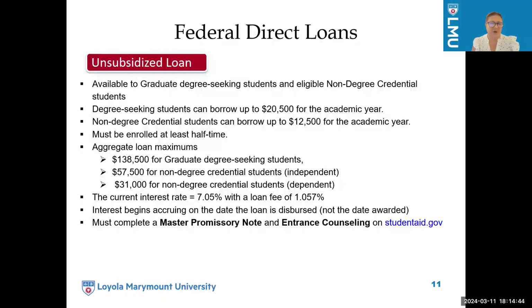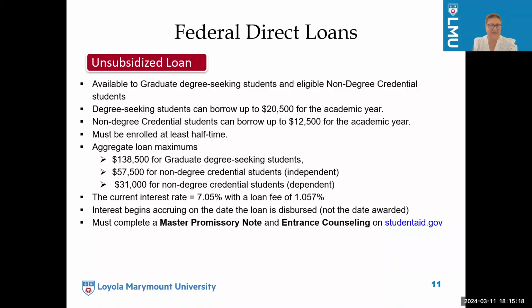Okay, so let's talk about loans. Federal direct loans are also available. Good news. Let's talk about the unsubsidized loan. For graduate degree seeking students, the unsubsidized loan is available to you for up to $20,500. If you are a non-degree credential student, you may receive up to $12,400 for the academic year, and you may be eligible for a subsidized loan, which is not accruing interest while you're in school, but that really depends on your dependency status.